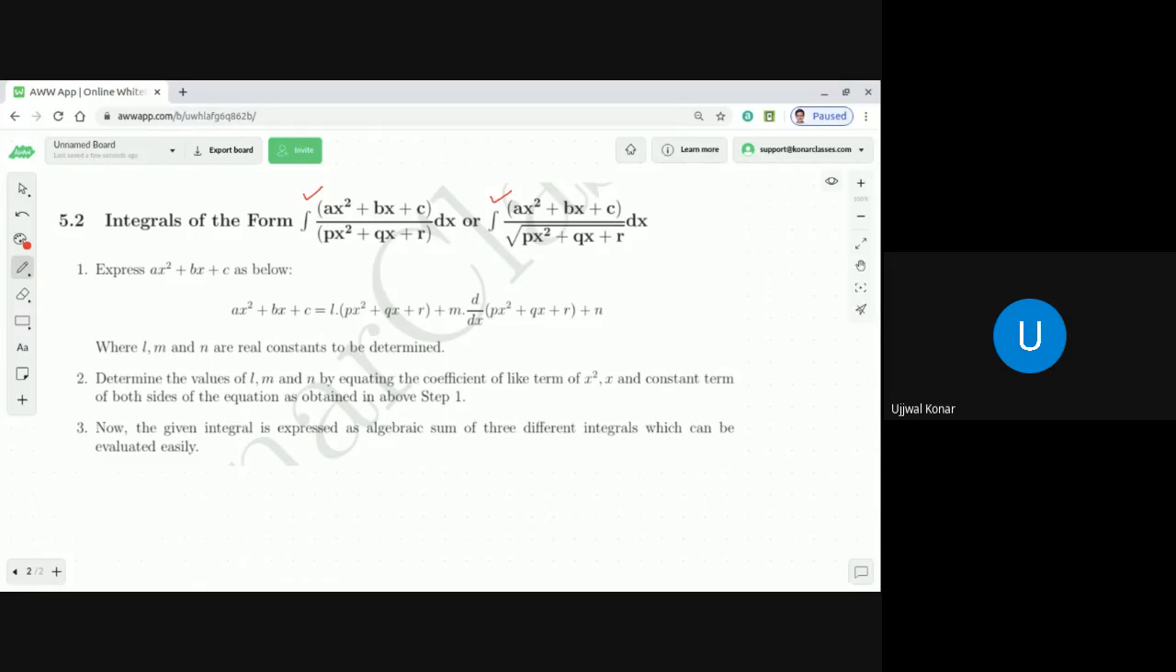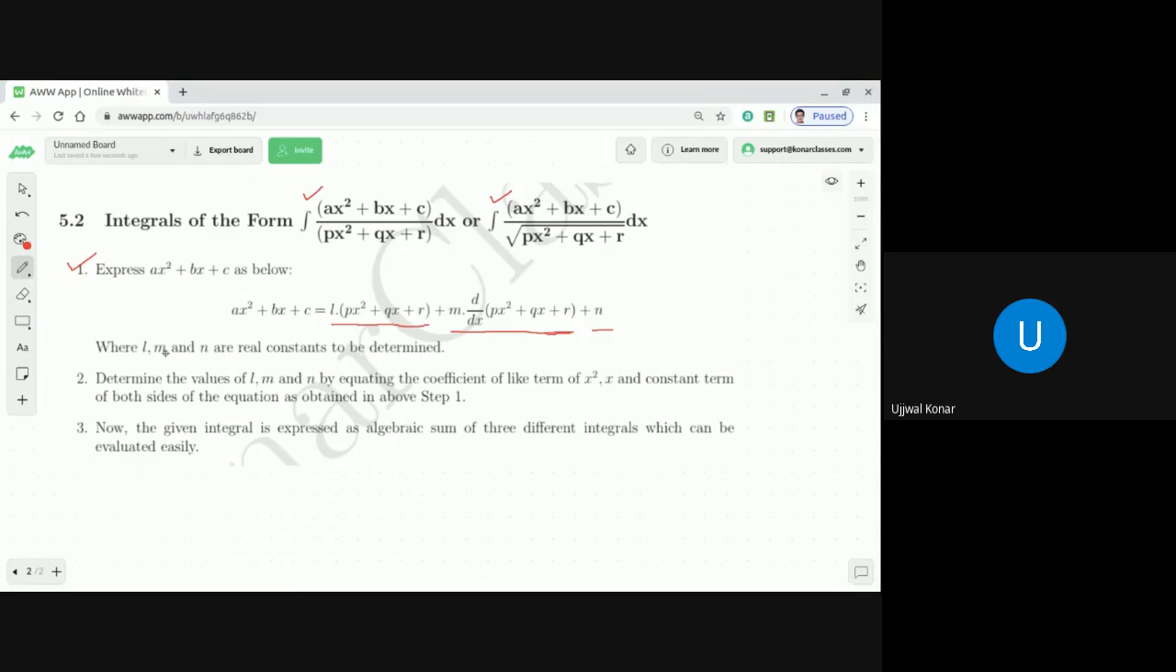Then first and foremost step is that we should express that numerator quadratic expression as L into the quadratic expression as there in the denominator, plus m into d/dx of the denominator quadratic expression, plus another constant n, where L, m, n are real constants to be determined.